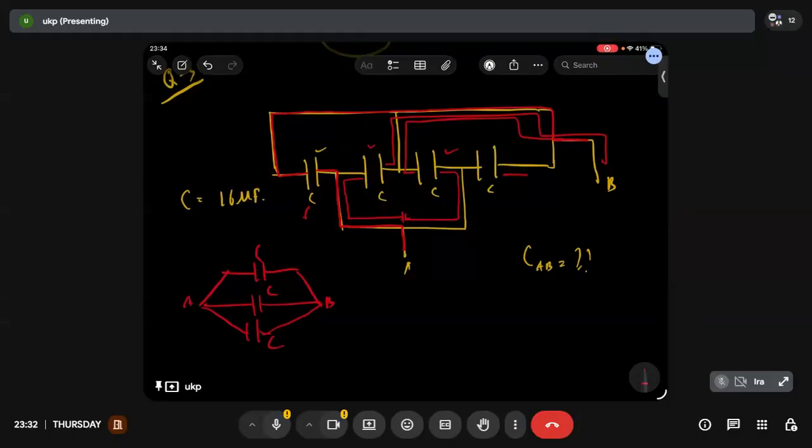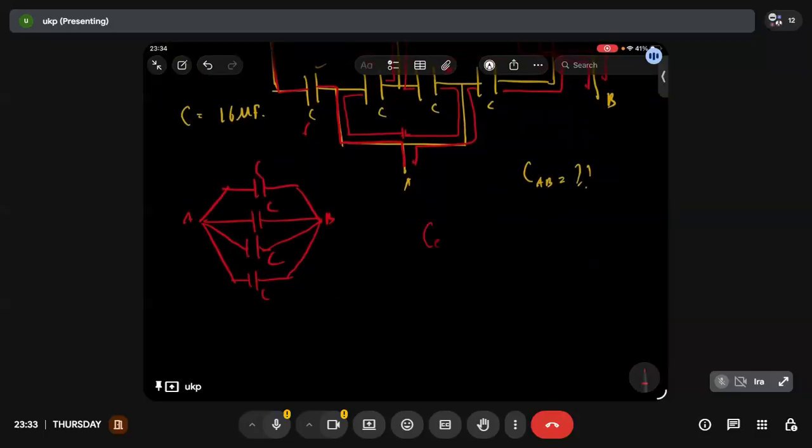And look at this. One terminal of this is also B, and the other terminal is connected to A. So this is also connected between A and B. There are 4 capacitors connected between the same 2 terminals. They are connected in parallel. What is the equivalent in parallel, sir? Sum of all the individual capacitances. 4C, 4 times 16 equals 64 microfarad.